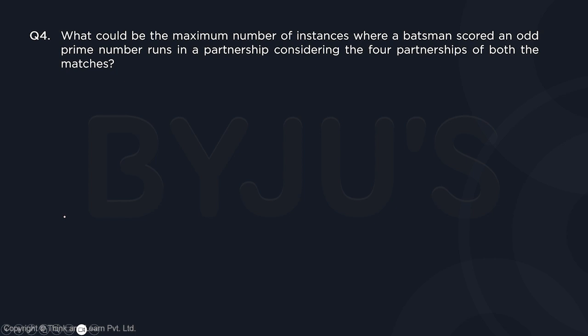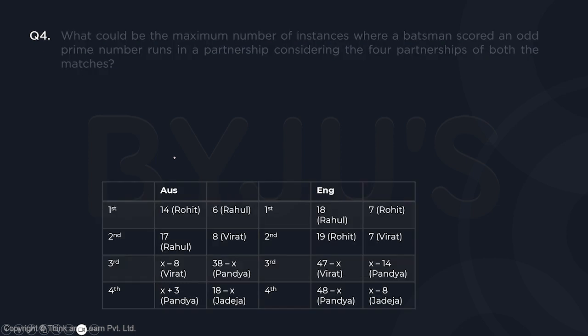Now the fourth question: what could be the maximum number of instances when a batsman scored an odd prime number of runs in a partnership, considering the 4 partnerships of both the matches? So basically we have to see the maximum number of instances when we get an odd prime number. See, 14 is not a prime number, 6 is not a prime number, 17 is a prime number. 8 is not a prime number, 18 is not prime, 7 is a prime number, 19 is a prime number, 7 is a prime number. So 4 prime numbers are already fixed.